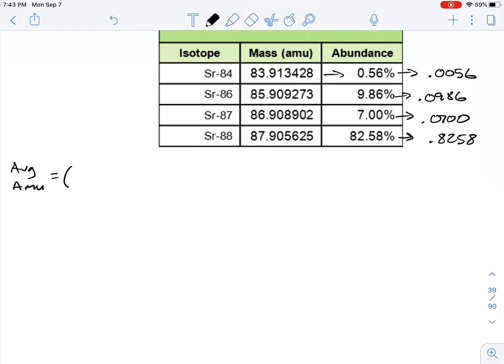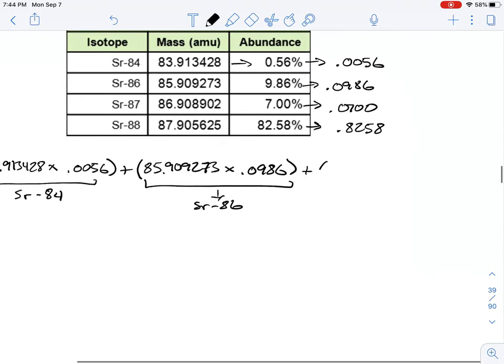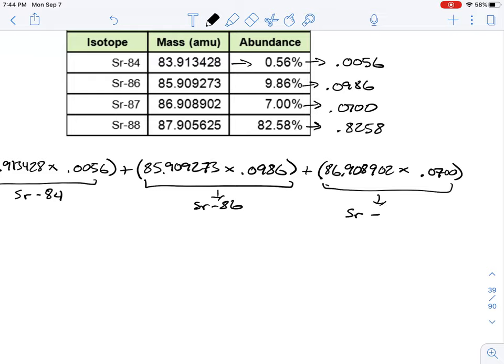And so for strontium 84, the first isotope, I'm going to take 83.913428, and then I'm going to multiply that by 0.0056. This represents strontium 84, plus I'm going to take 85.909273 times 0.0986. This is going to represent strontium 86. Okay. Plus 86.908902 times 0.0700, and that's going to represent strontium 87.